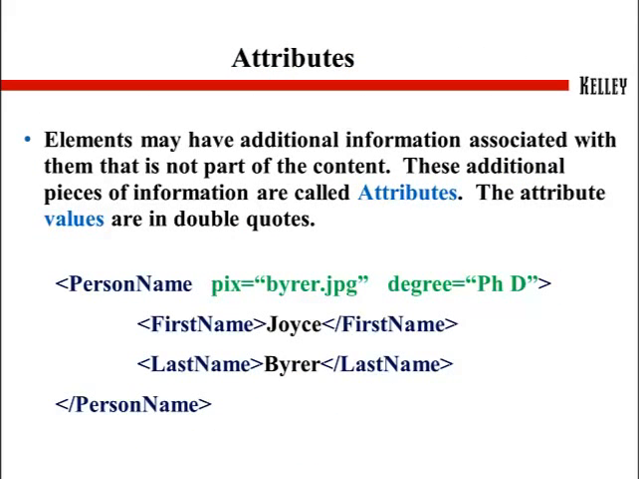Another term is attributes. Elements may have additional information associated with them that's not part of the content, and these additional pieces of information are called attributes, and the attribute values are in double quotes. In the example that I have here, I have two attributes for the person name. One is pix and the other is degree, and you'll notice again that the values themselves have double quotes around them, and you can have special characters, spaces, anything inside those double quotes. There's no specific order for the attributes.